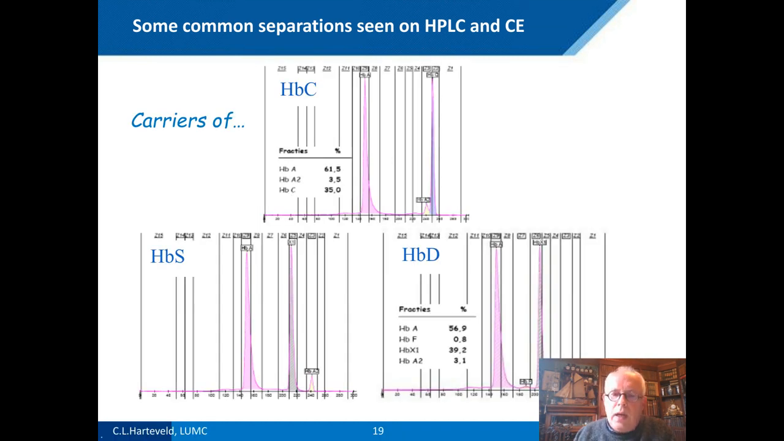Here are some other examples of common hemoglobin variants worldwide. That is, for instance, carriers of hemoglobin C, and you can see immediately that C separates differently from S and also differently from D, even though S and D are, let's say, almost in the same zone, but they are separate. One is in the Z5 zone and the other in the Z6 zone. So they are distinguishable.